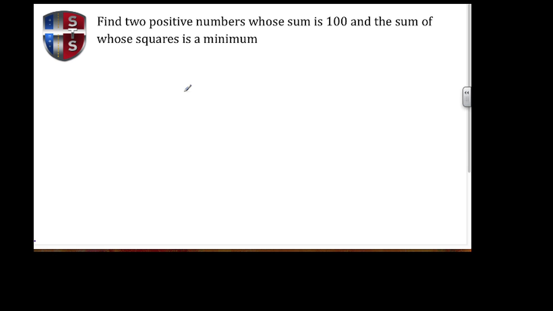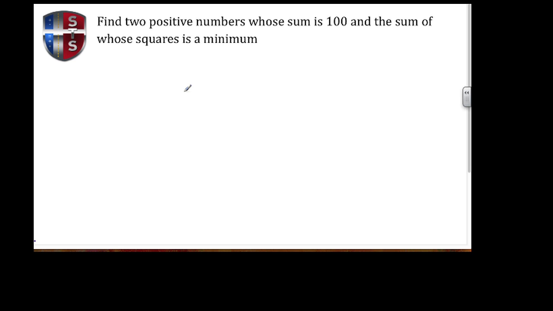Today we're going to work on a word problem. In this word problem we're going to end up creating a quadratic equation, and with that quadratic equation we're going to use principles we've learned about maximum and minimum, in particular minimum for this problem to solve it.